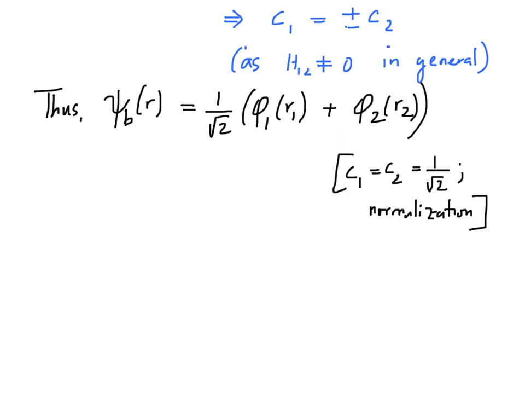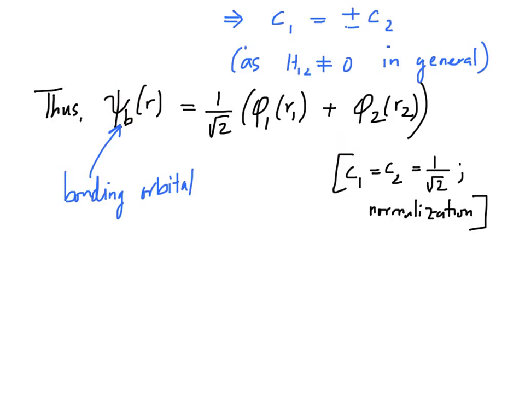Now I've included an index B over here. You may be wondering why B and why not A or something else. Actually, there is a reason. B here stands for bonding. It turns out that this wave function represents a bonding situation, and we will see that very soon. So B represents bonding.